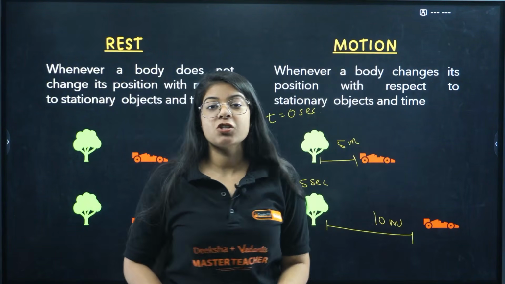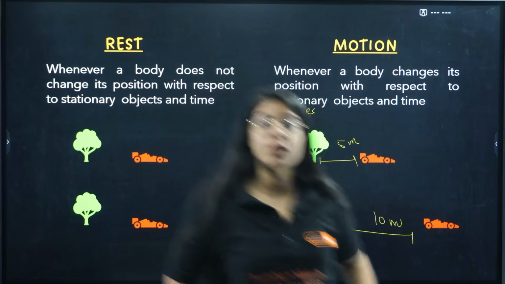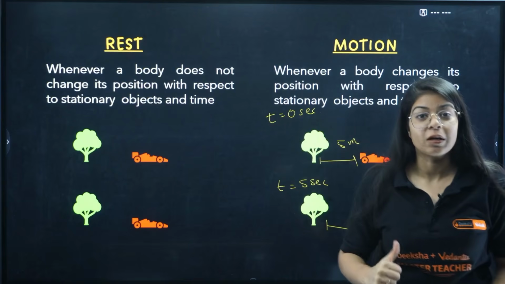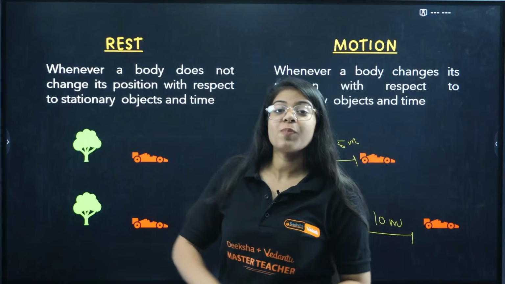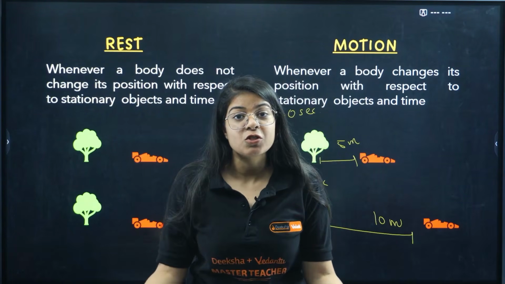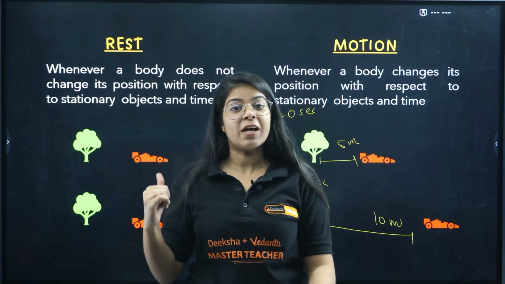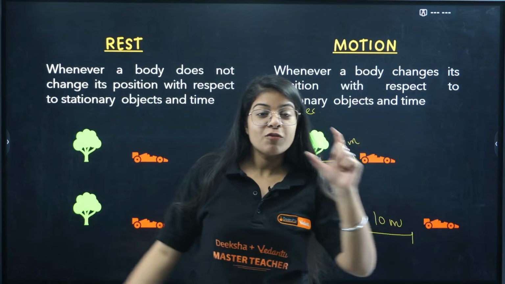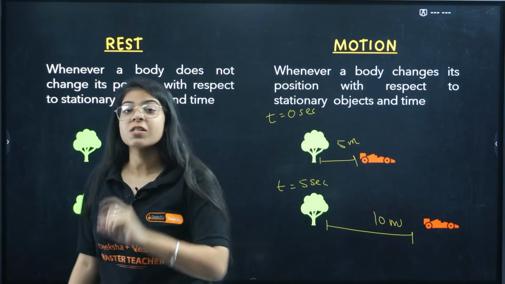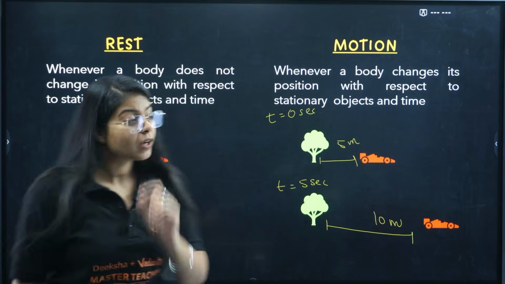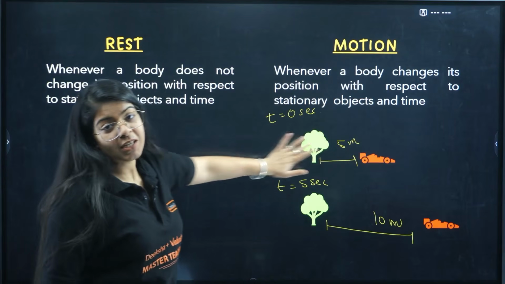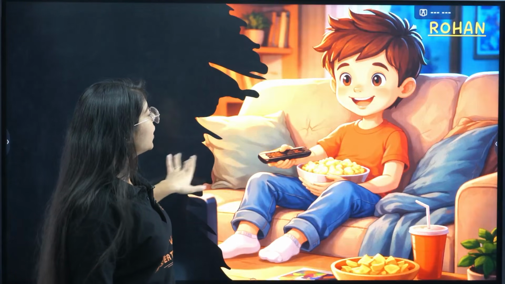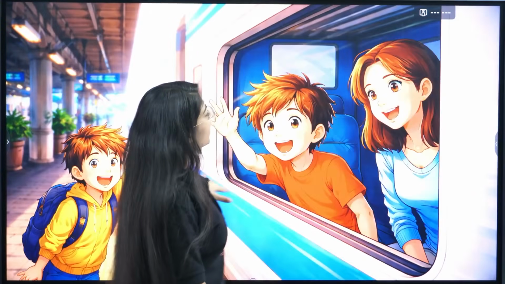This board is a stationary object. If in 1 second I go here, then I change my position with respect to time, with respect to the board. I was at rest with respect to the board because I was not changing my position, right? But actually, I am changing my position in the grand scheme. So if you don't write with respect to stationary objects, then that's an incomplete definition. So you have to write with respect to stationary objects and time. Okay, understood all these. Now let's move on to a little bit better topic.